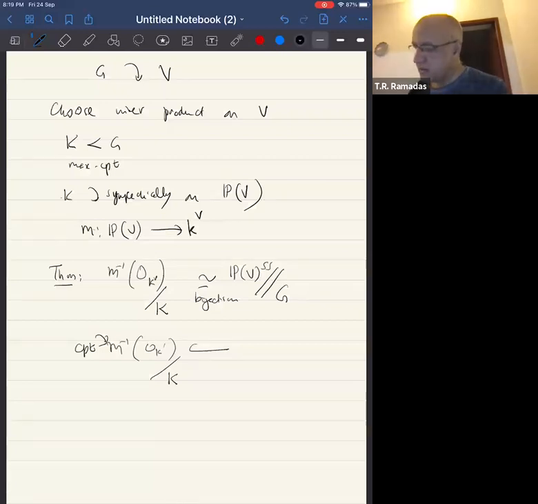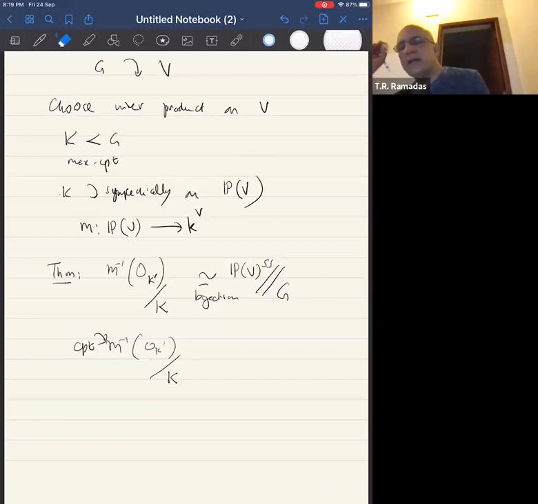So this realizes the GIT quotient as a quotient of a compact topological space by a compact Lie group. In good cases, this will be a free action on a manifold. So this will be the base of a principal K bundle, where the total space is just the M inverse of 0.